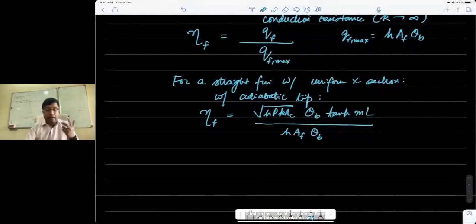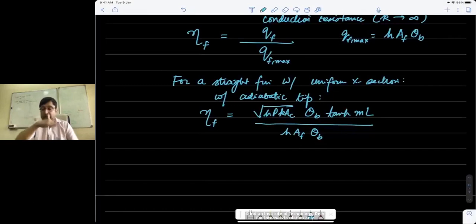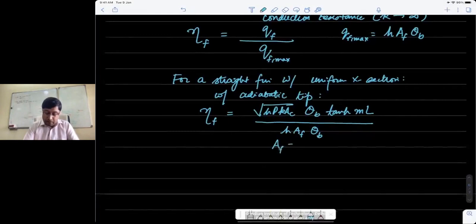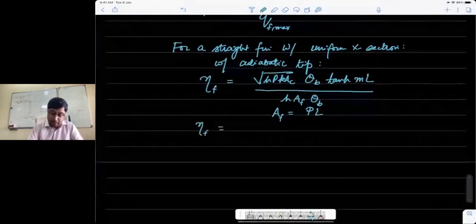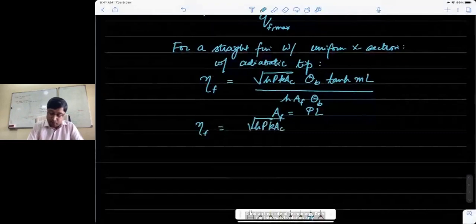Now, what is the fin heat transfer area? So in the case of an insulated tip, the fin heat transfer area is actually the lateral area, not the tip area, but only the area which is in the lateral sense. So Af will actually be the perimeter times the length. The perimeter times the length of the fin would actually be the fin heat transfer area. So if you put these values in and then simplify, square root of hPkAc times theta b anyway gets cancelled here.